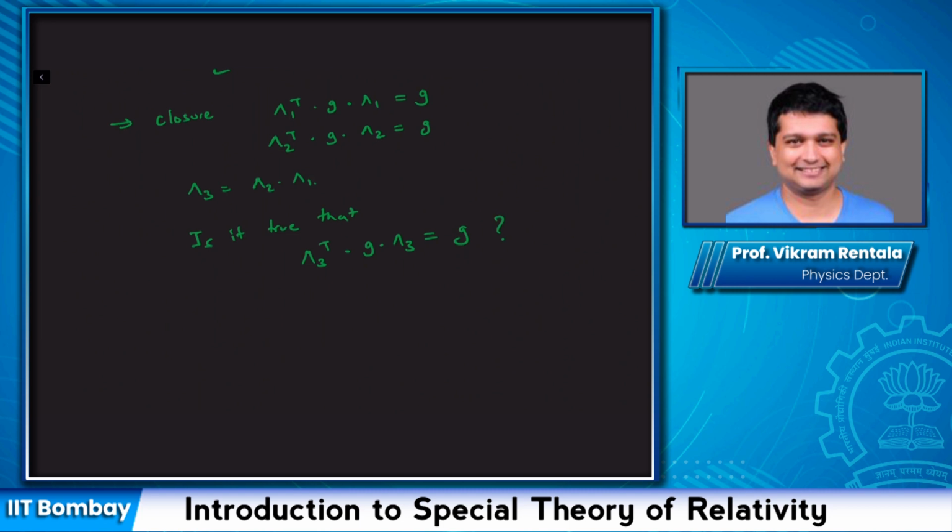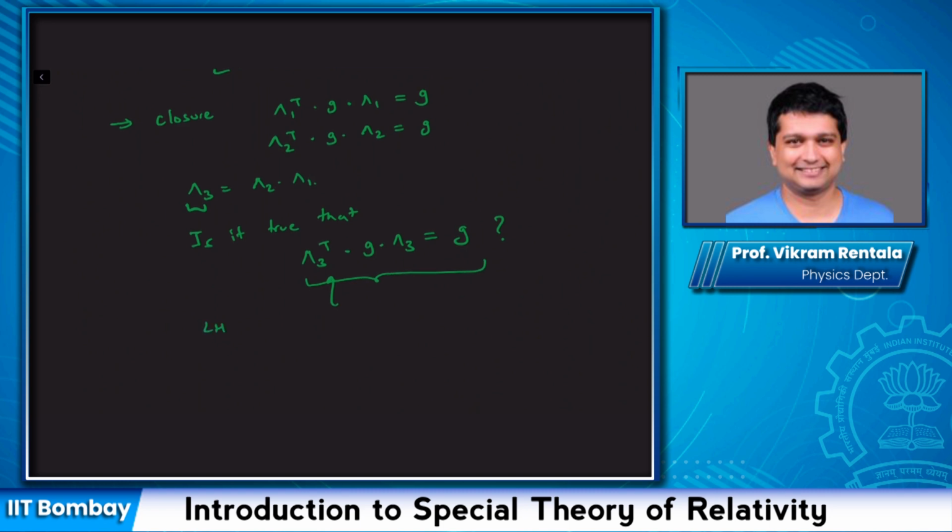Okay, and lambda 3 is of course a 4 by 4 matrix, so it at least belongs to the set of 4 by 4 matrices, but it should also additionally satisfy this property. So that's easy to check. Let's take the left hand side of this equation.